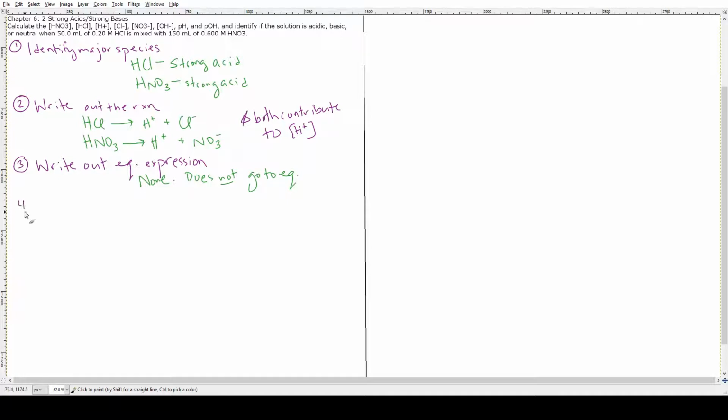So, step 4. It doesn't go to equilibrium. Well, in that case, we want to figure out the concentrations of everything. However, I don't know the molarities of everything once they've been mixed together. They have been diluted by being mixed together. So first we need to do the dilution.